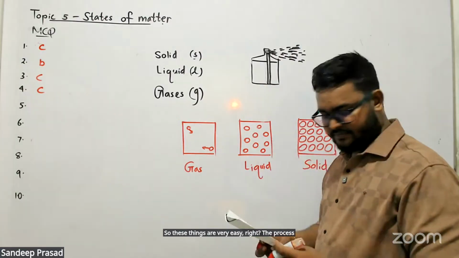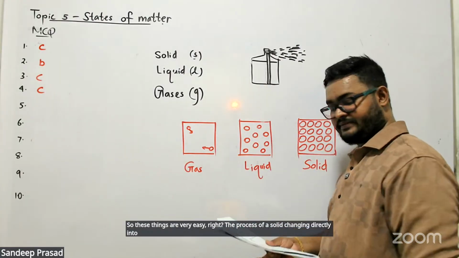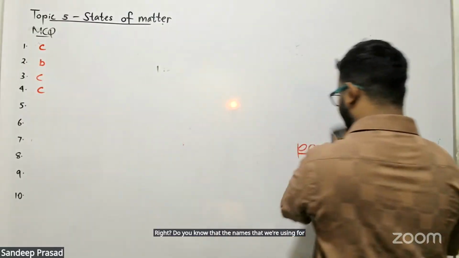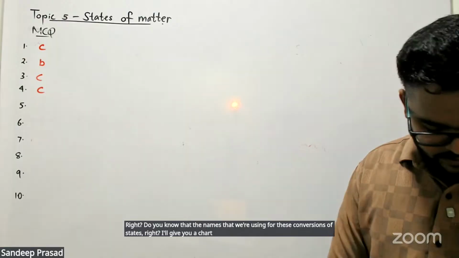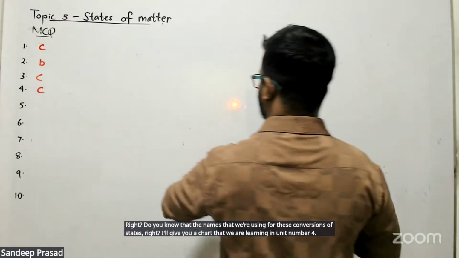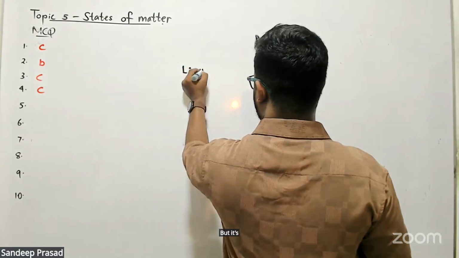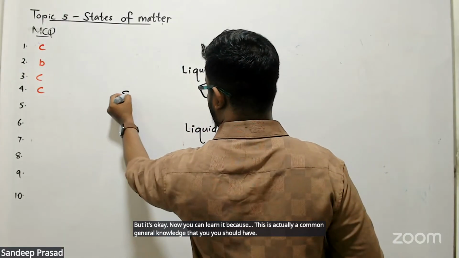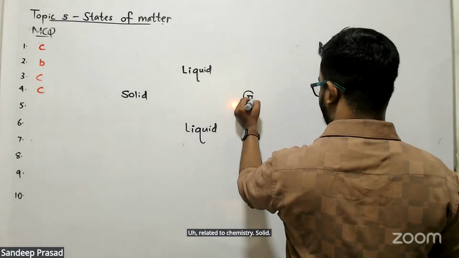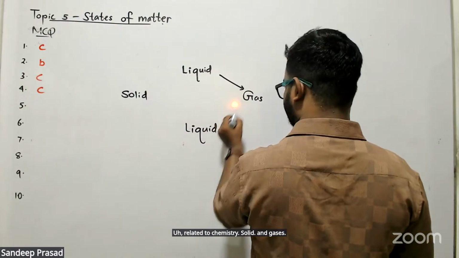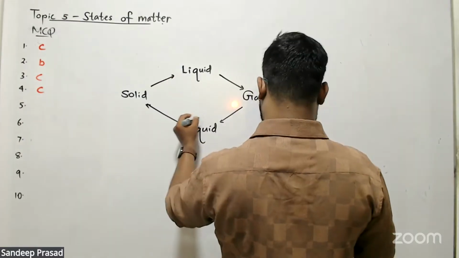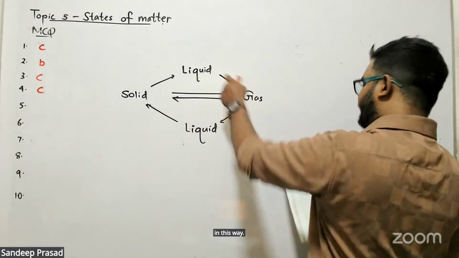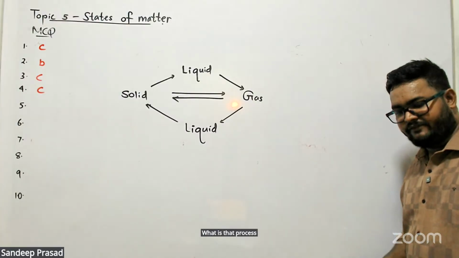The process of a solid changing directly into a gas, right? Do you know the names that we're using for these conversions of states? I'll give you a chart that we are learning in unit number 4. In your resource book, actually, they have given this chart. But it's okay. Now you can learn it because this is a common general knowledge that you should have related to chemistry. Solid and gases. Liquid to gas. What is that process?